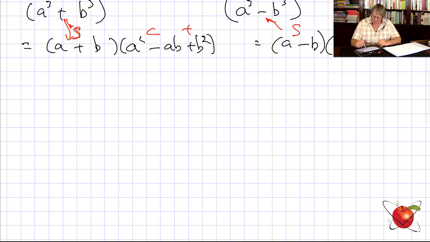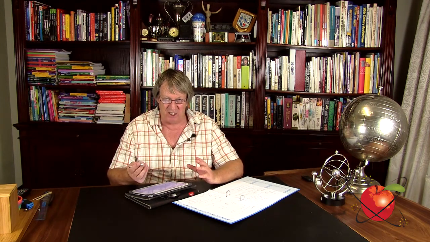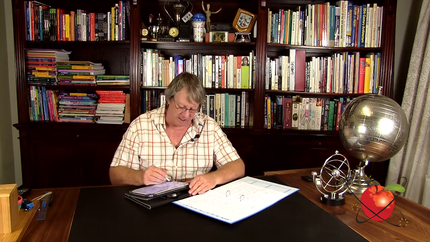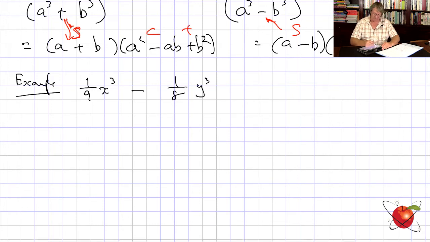Now, I find the best way to do these, let's look at an example, all right? Let's say we've got this. Now, no, these are not straightforward and simple examples. That's not the objective here, right? The objective is to look at some of the more difficult ones and find out some tricks and techniques of how to do them. Let's look here. We've got here 1/9 x cubed minus 1/8 y cubed. And they say factorize.